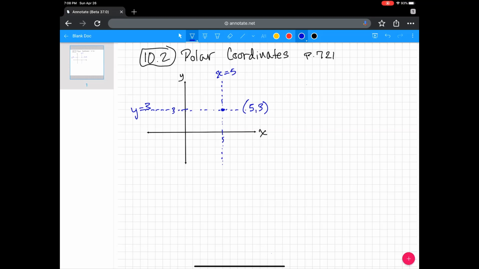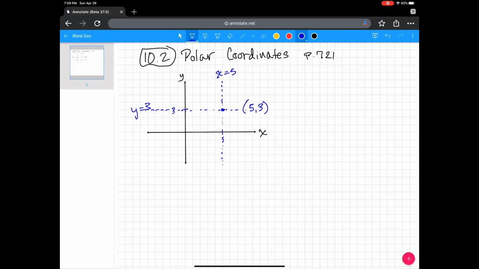And that's why graph paper has these up and down and side to side lines on them, horizontal and vertical lines, because each line represents a consistent value for one of the variables, and it makes it easier to go to a specified point, like in this case where x is 5 and y is 3.